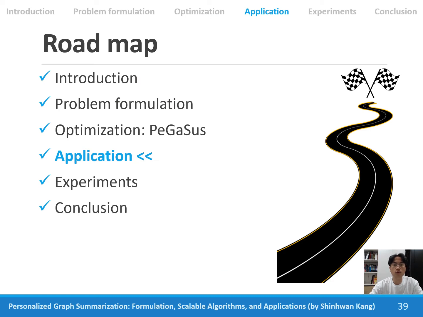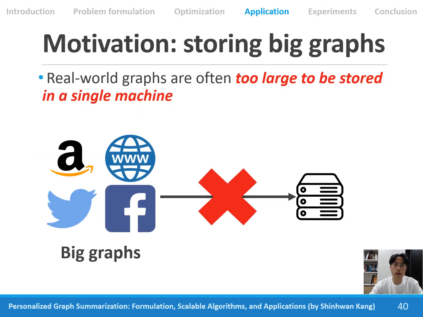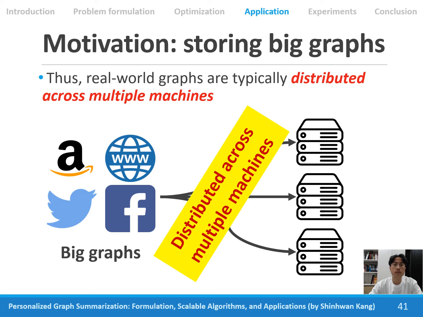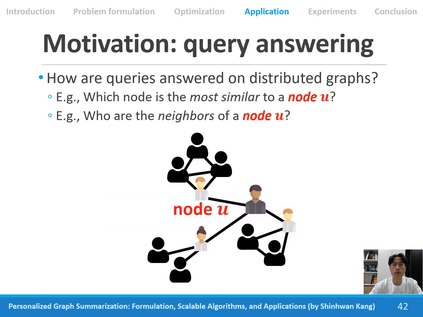Let me move on to an application of Pegasus to distributed multi-query processing. Real-world graphs such as online social networks, web graphs, and purchase histories are often too large to be stored in a single machine. Thus, they are typically distributed across multiple machines. How is a graph query answered on such distributed graphs?